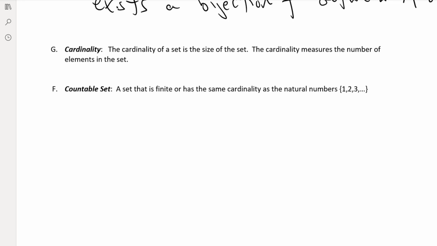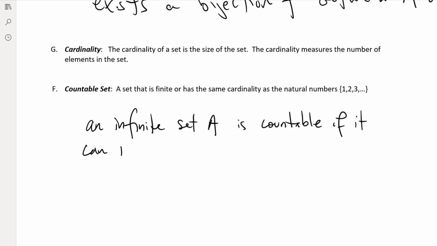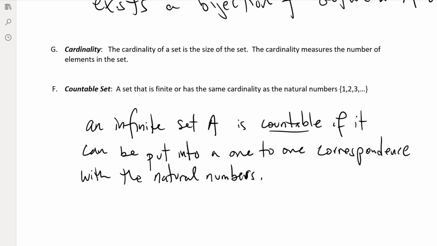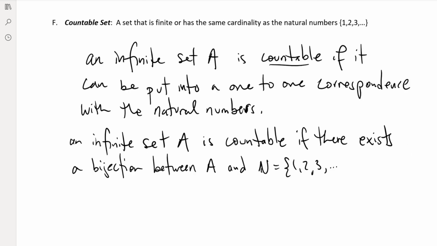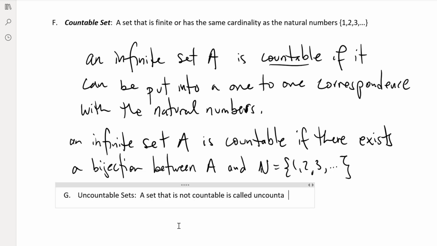Let me just mention something like an infinite set. An infinite set A is countable if it can be put into a one-to-one correspondence with the natural numbers. Another way to say that is an infinite set A is countable if there exists a bijection between A and the set N of all natural numbers.